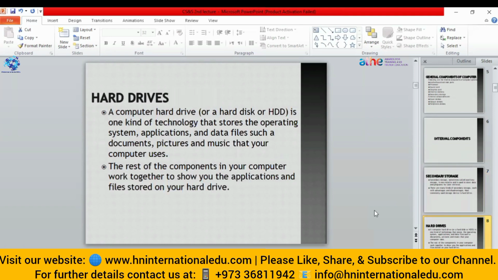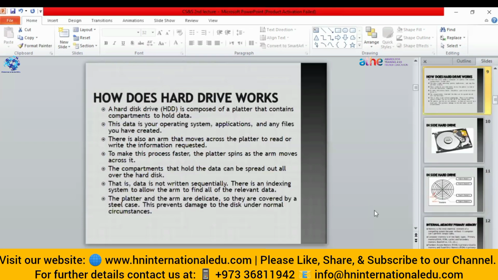Hard drive means hard disk or hard drives. HDD, hard disk drive, is one kind of technology that stores the operating system, applications, and all the things that are relevant to our computer. So we can say that it is the memory of our computer that is holding all the system software and the application software. The rest of the components in your computer work together to show your applications and the files stored on the hard drive. So other components are receiving all the data from the hard disk. So how does the hard disk work?